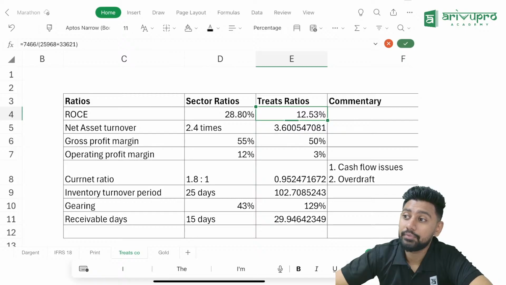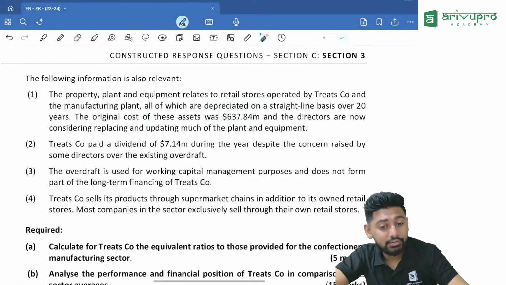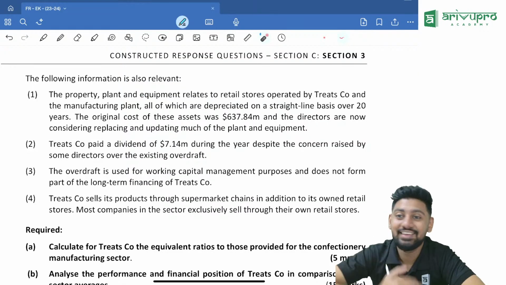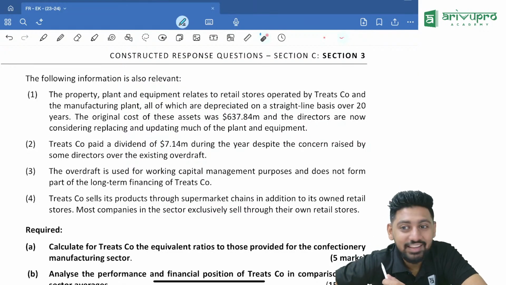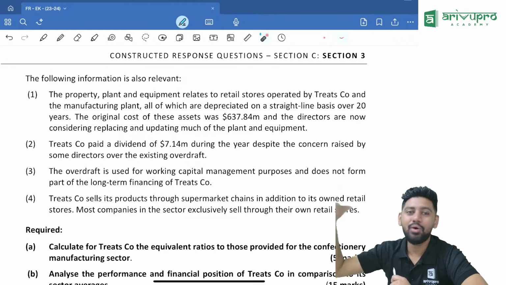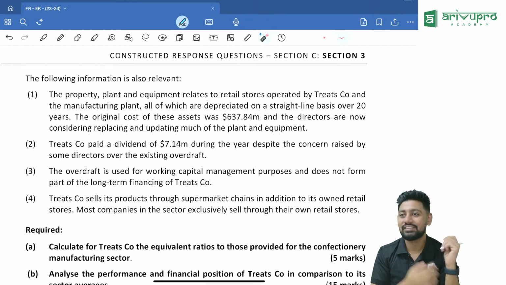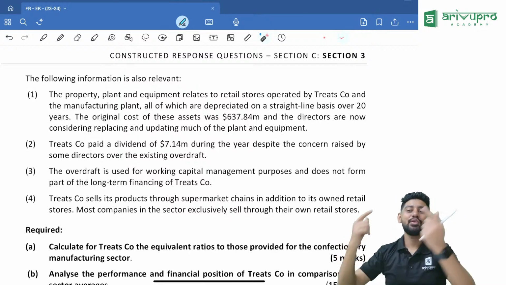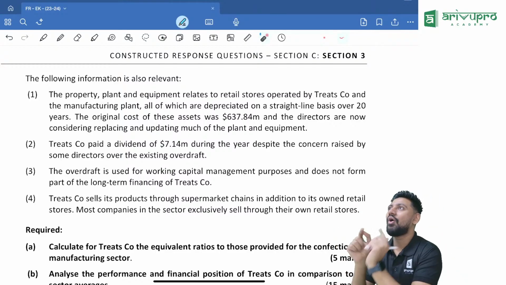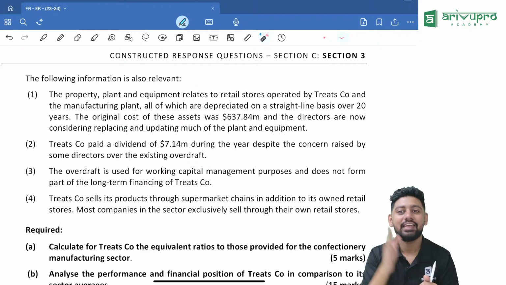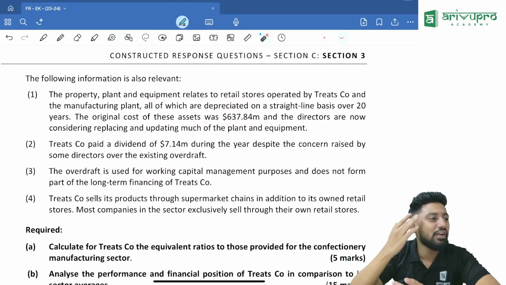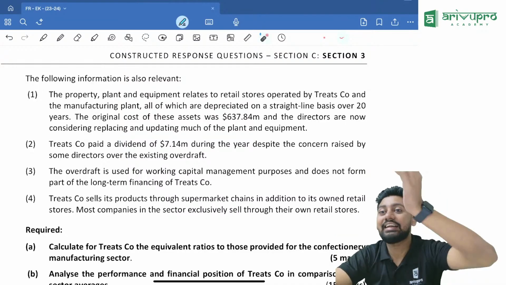Then comes another problem. If you are planning to invest in plant and machinery, you need money. Do you have money? No, you don't have money. So what you have to do is borrow, or issue shares. Either way, your capital employed, your denominator, is going to be affected, making ROCE further deteriorate. See, for ROCE, we have already got about 3 points.